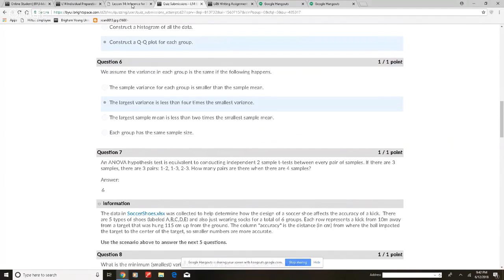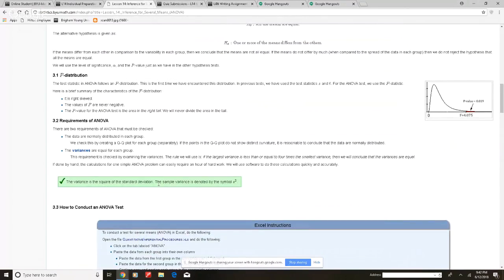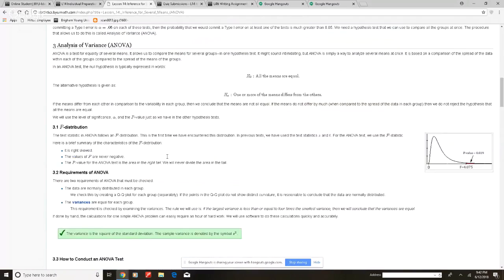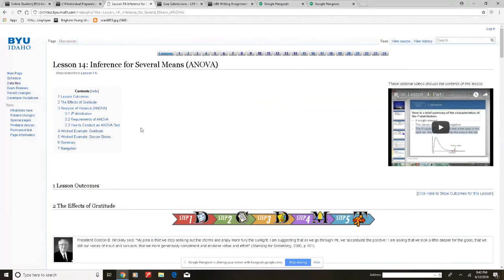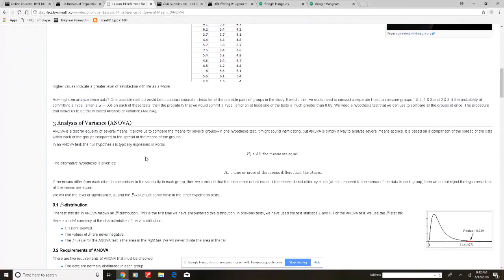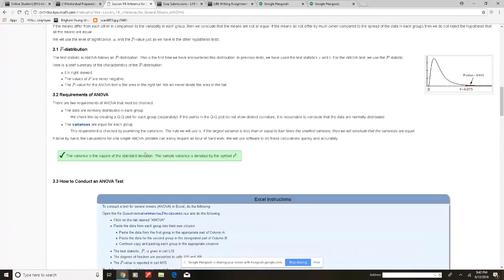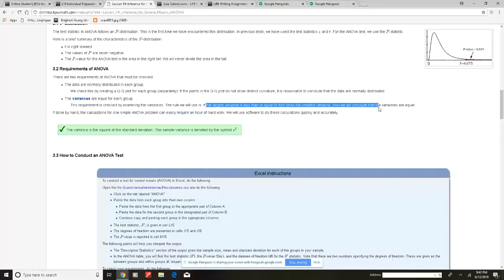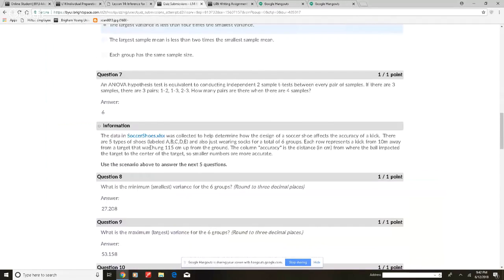So, right here. Is this the right chapter, 14? Yeah, this is right. Okay. So if the largest variance is less than 4 times the smallest variance, then we will conclude that the variances are equal. Okay. Yeah, I got that one too. And then number 7, I got 6.